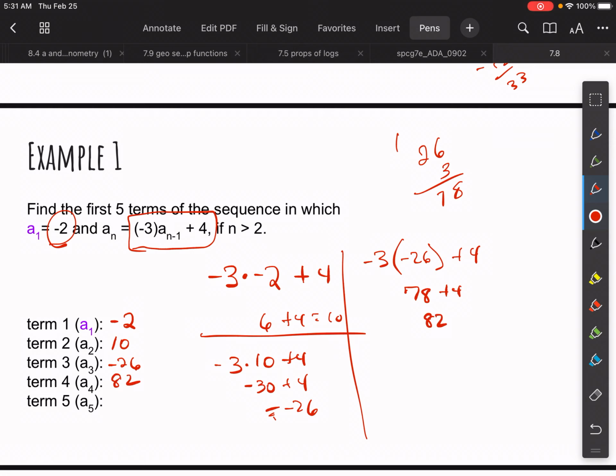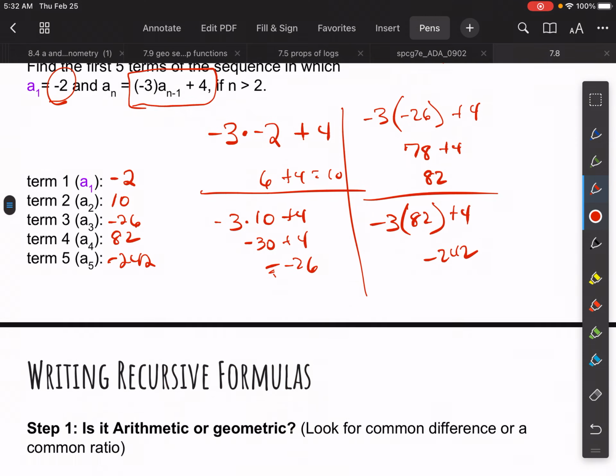Okay, and then the last term is going to be kind of big here. Actually, it's going to be pretty small because it's negative. Negative 3 times 82 plus 4. I'll let you guys figure out what that is. Well, I guess I'll do it for you here, but let me get my calculator out just to make things a little faster. 82 times negative 3 equals negative 246, plus 4 is negative 242. Okay, so that's example 1. Finding the first 5 terms in a sequence using the recursive formula.